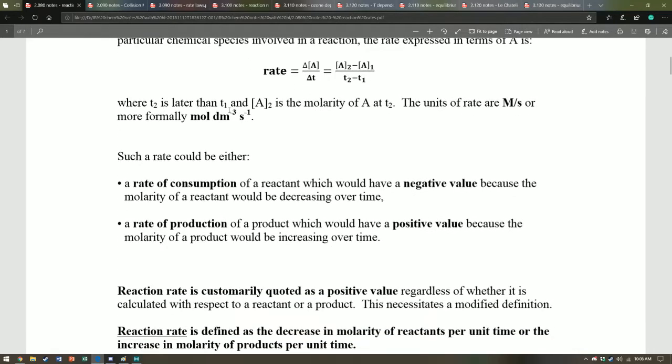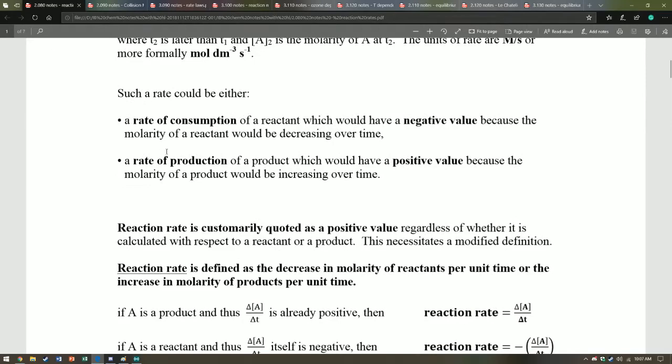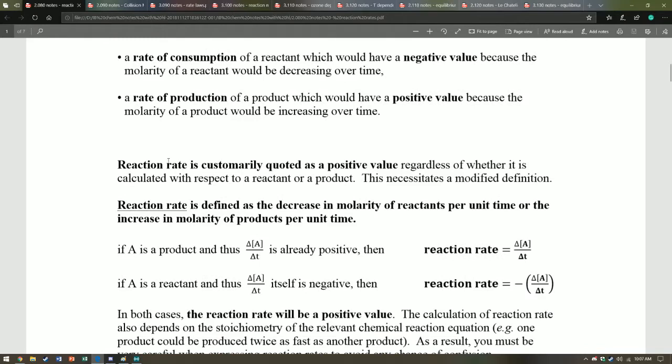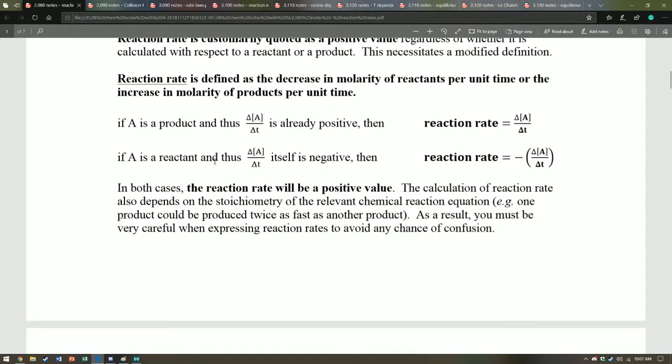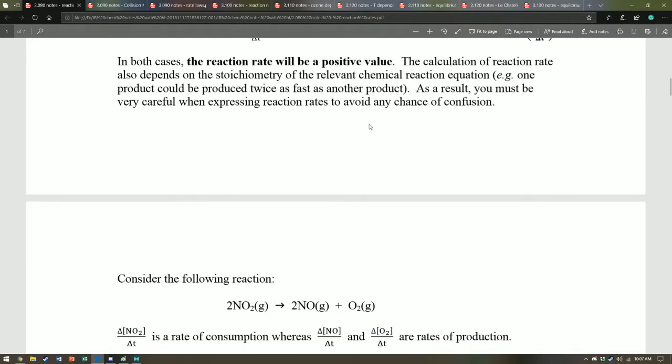Where T2 is later than T1 and A2 is the molarity of A at T2. The rates are usually measured in molar per second, or more formally, mole per cubic decimeter per second. It can either be a rate of consumption or production, and reaction rate is generally quoted as a positive value, so you usually just take the rate of production. Reaction rate is defined as the decrease in molarity of reactants per unit time, or the increase in molarity of products per unit time. Just take the absolute value and you get the reaction rate. If you're asked whether it's a rate of consumption or production, you can use your physical reasoning to deduce what it is. In both cases, the reaction rate will be positive.